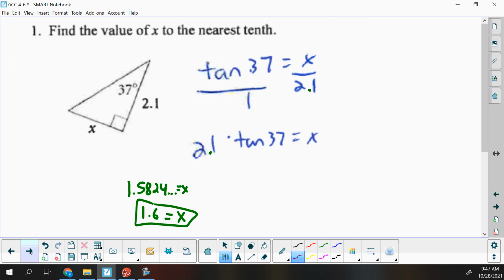Switching over to your homework, from the 37, this is opposite, this is adjacent, so we should use tan. Pretty similar to the warm-up, except when we cross multiply, in this case, x is already by itself, so just got to type it in, round to the nearest tenth, you get 1.6.